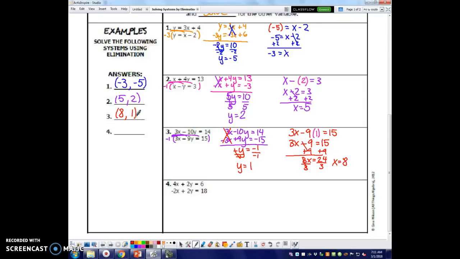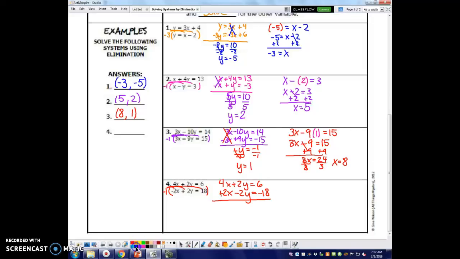All right, let's look at the next one. Next one we have x's are lined up, y's are lined up, numbers are lined up. Great. So now we need to change these signs because these have the same number. So -1. So we have 4x plus 2y equals 6. And then -1 times -2x is positive 2x. -1 times 2y is a -2y. And then negative 1 times 18 is negative 18.